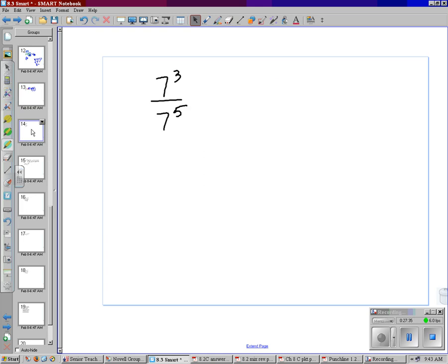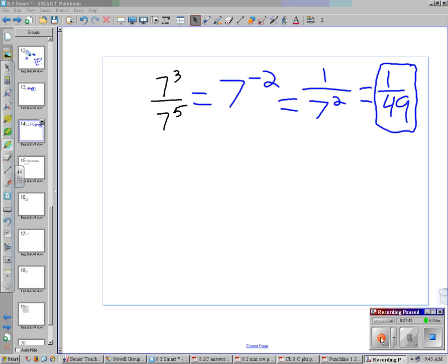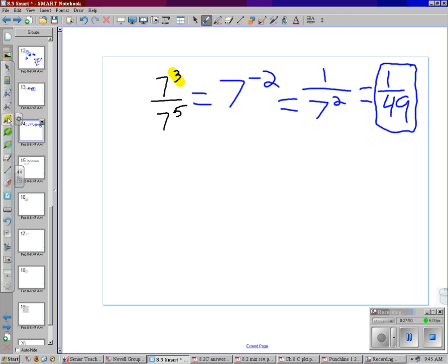I have 7 to the 3rd over 7 to the 5th. You need to simplify this, please, and then simplify your answer. I'll get the last 4 people up to the board. Front, please. Up here, Andrew took 3 minus the 5 and got a -2. Remember earlier when I commented you subtract numerator minus the denominator exponent and always write it in the numerator? Yeah. That's where we wrote 7 to the -2.